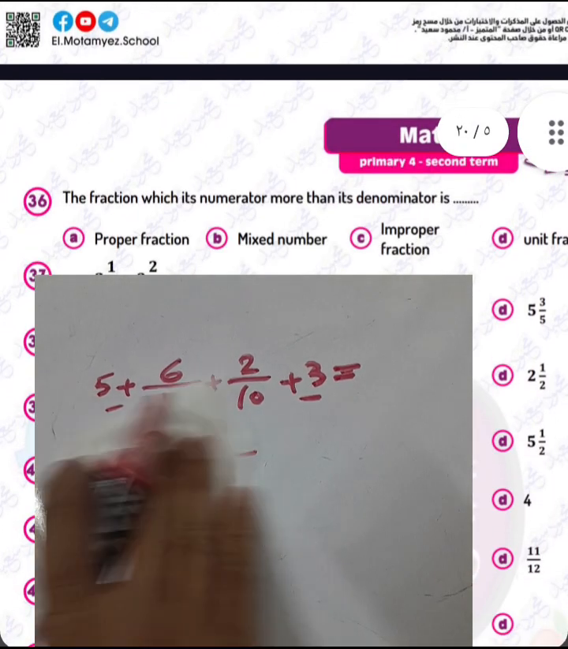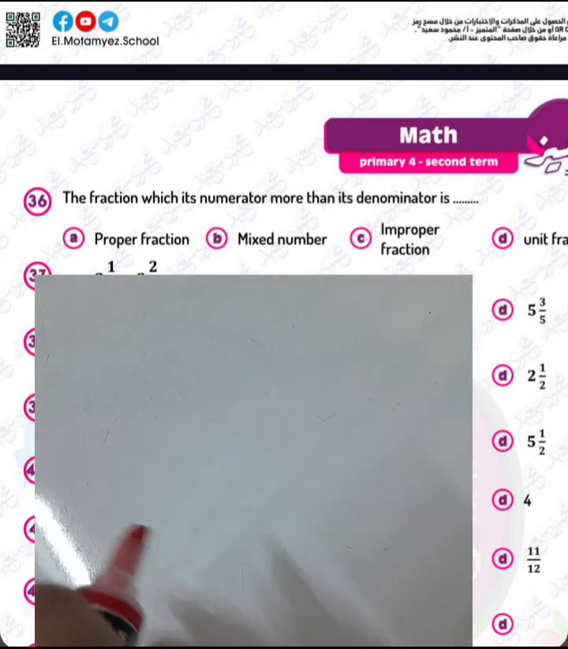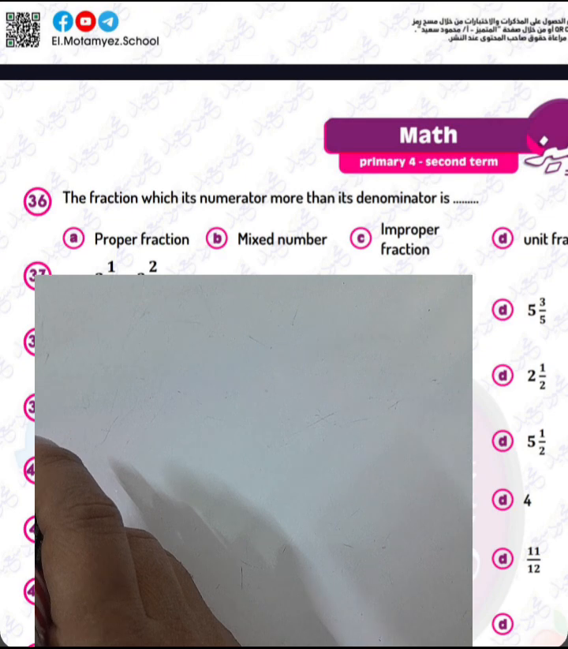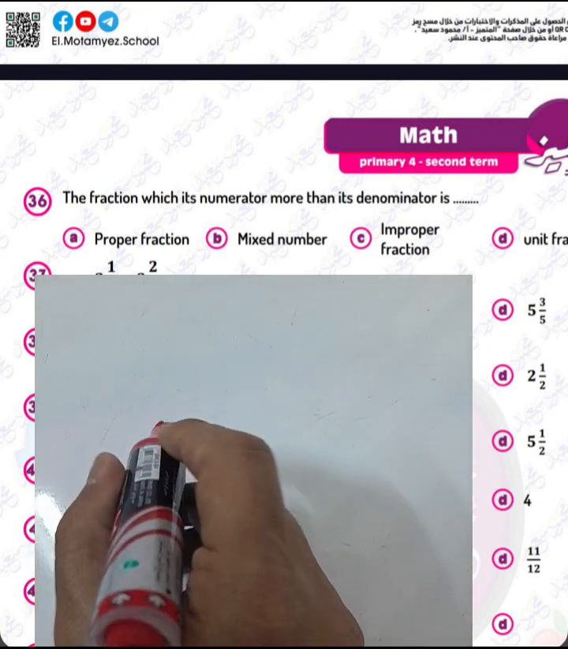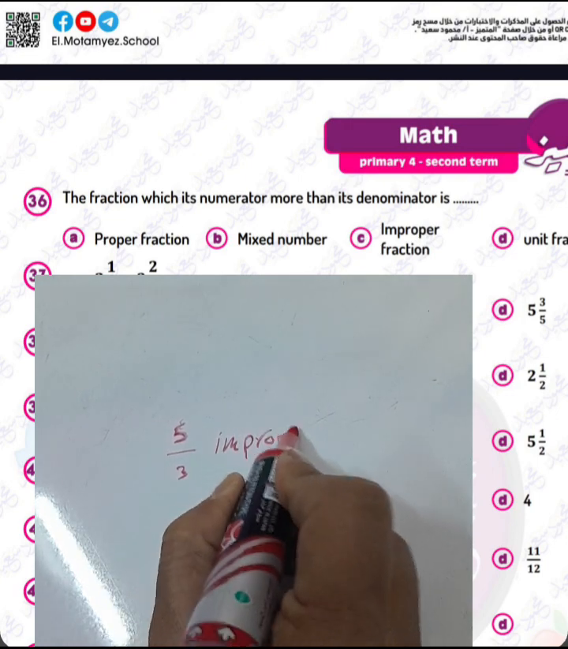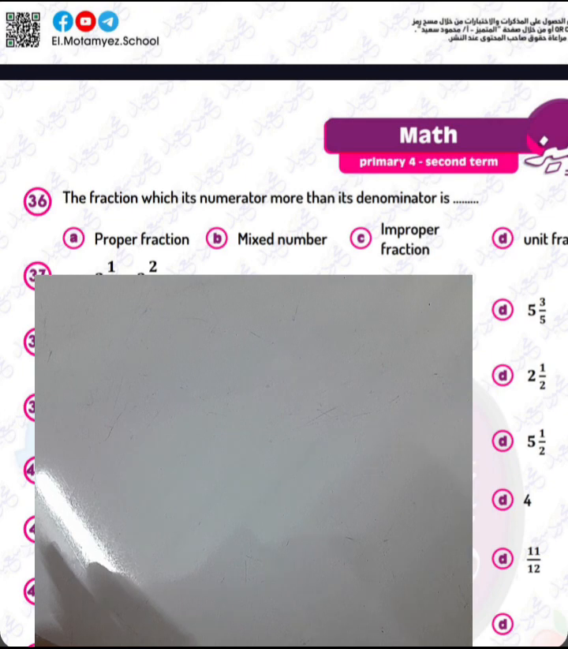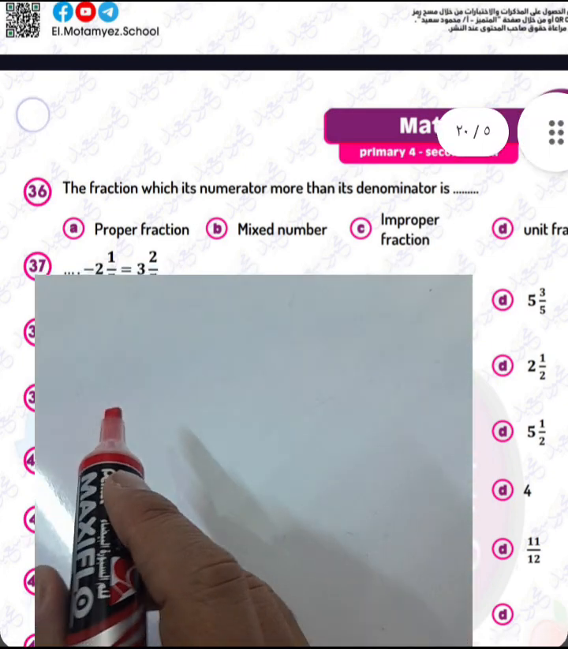The fraction whose numerator is more than the denominator, what will it be? It will be improper, such as 5 over 3. We call it improper. Okay. Choose letter C. The result will be letter C.